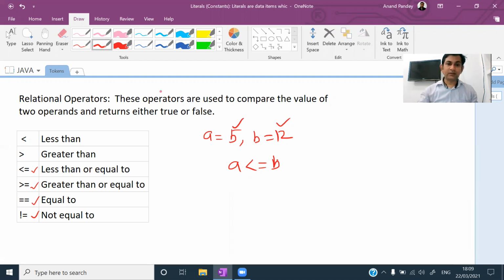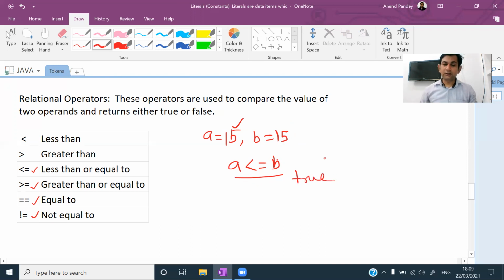Now I'm doing some change. See carefully. I'm taking a as 15 and b also as 15. I'm taking both equal. So now again this result will be true because a is not less than b, but it is equal to b. A is equal to b. So for this also the result of this expression will be true. Either less than or equal to. दोनों के लिए true है. Like that, greater than or equal to.